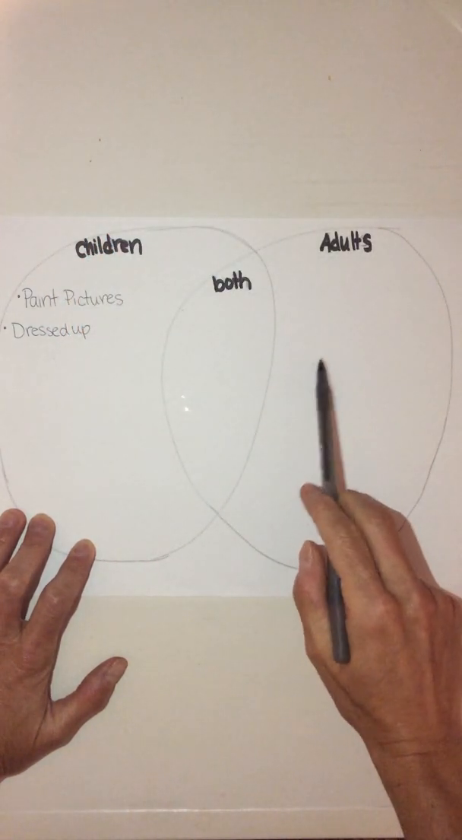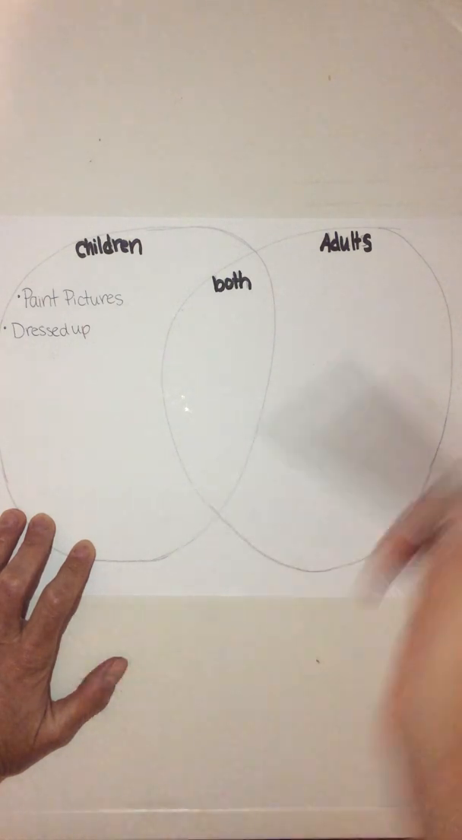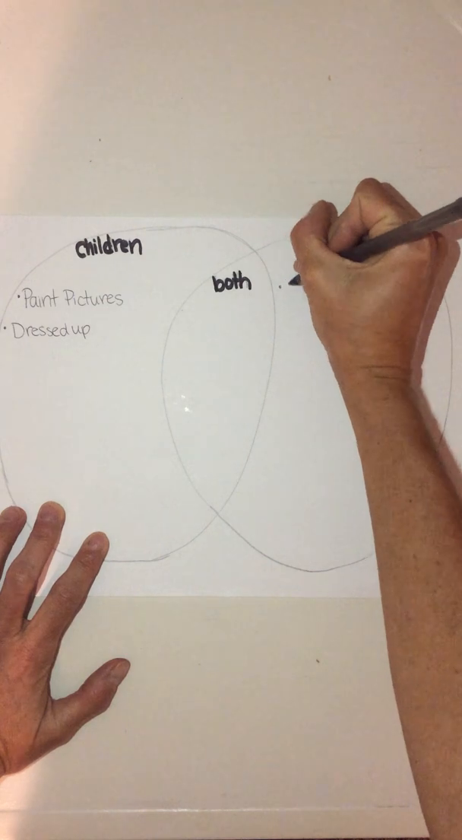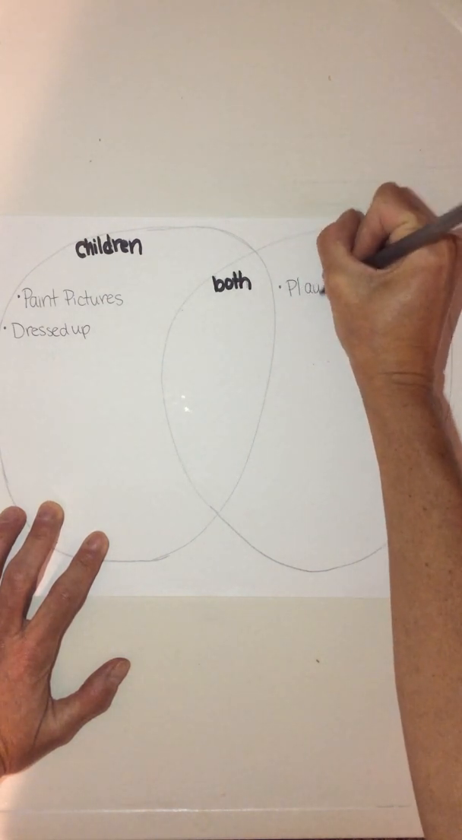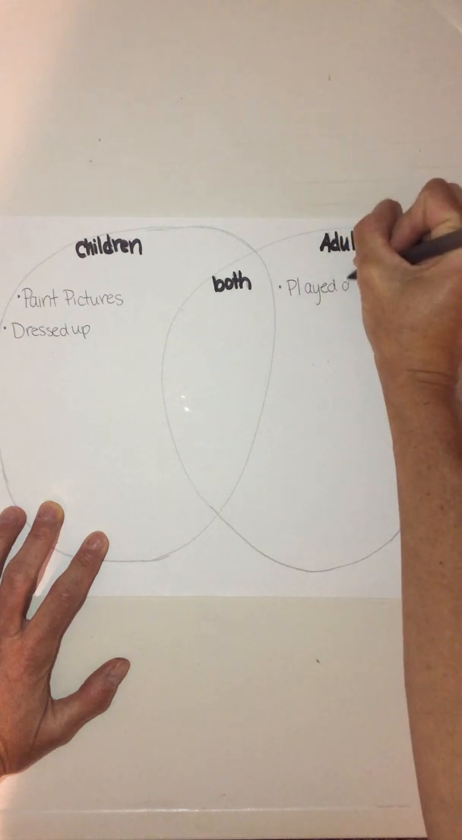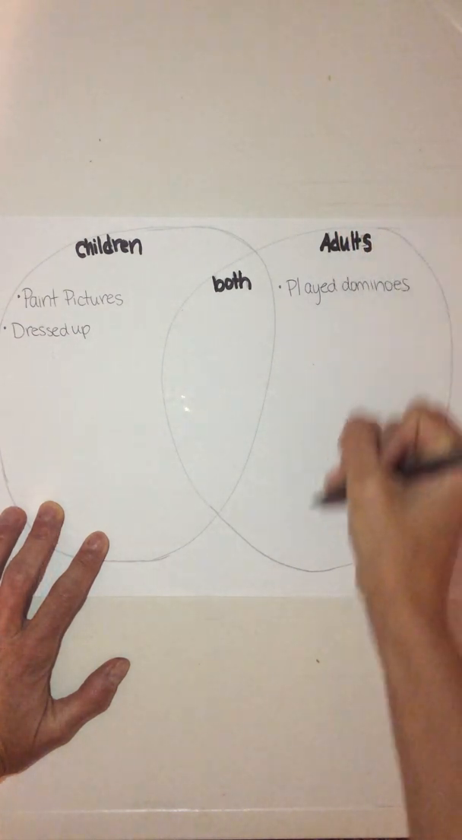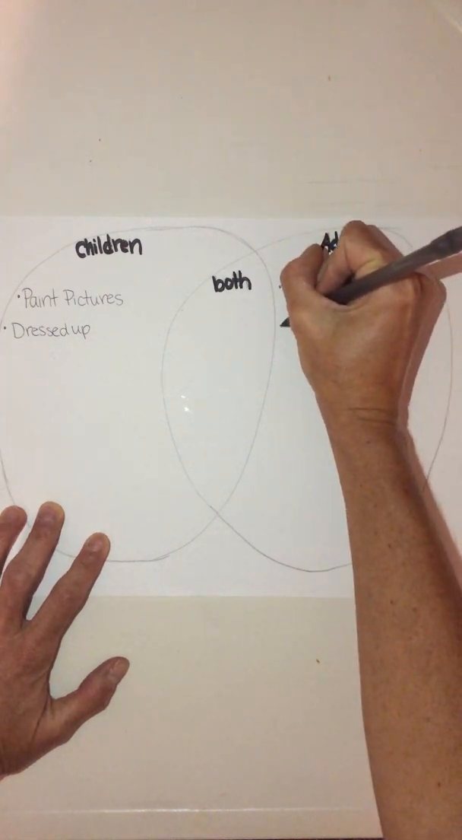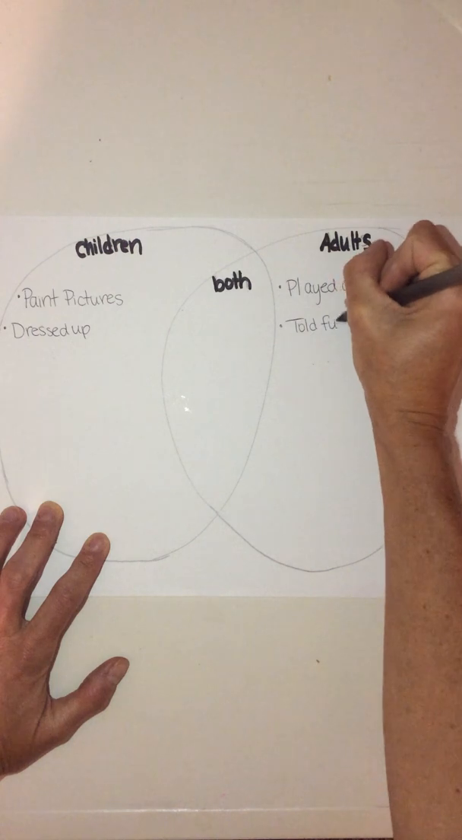Now I'm going to go over to the activities that the adults did. The adults played dominoes. And they told funny stories.